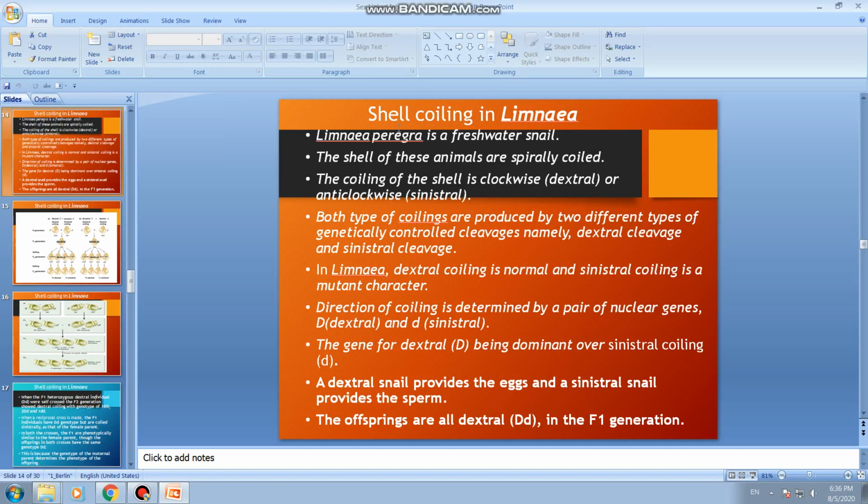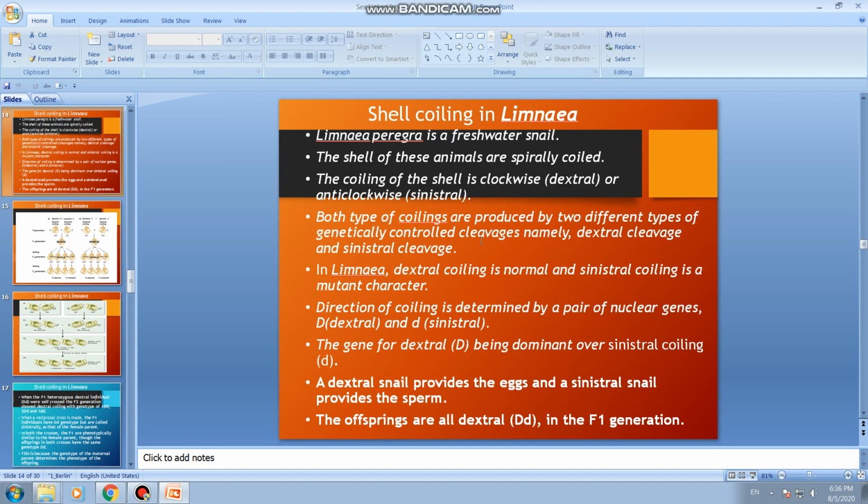This is with reference to shell coiling in Limnaea. Limnaea peregra is a freshwater snail. As I discussed already, the shell of these animals is spirally coiled, and the coiling is of two types. It may be clockwise, which is called dextral, or anti-clockwise, which is called sinistral. Both types of coiling are produced by two different types of genetically controlled cleavages, namely dextral cleavage and sinistral cleavage.